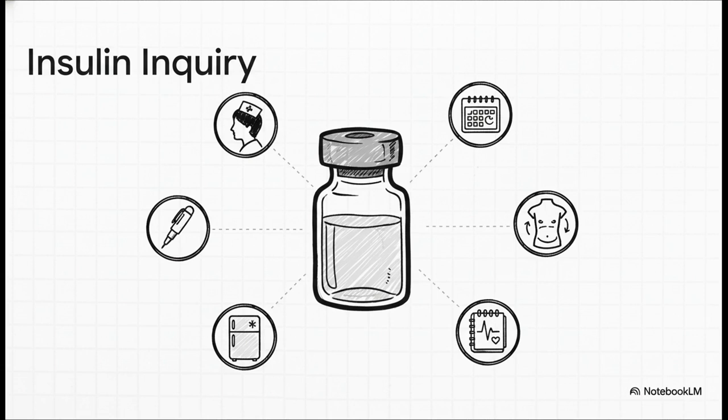Are they rotating their injection sites? I mean, if they're not, their skin can get lumpy, and that can totally mess with how the insulin gets absorbed. And do they keep a blood sugar diary? That shows you right away how engaged they are with their own care. Even asking how they store their insulin is huge. Is it even going to be effective when they use it?